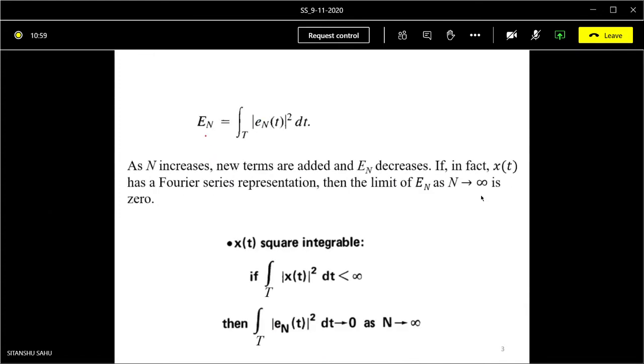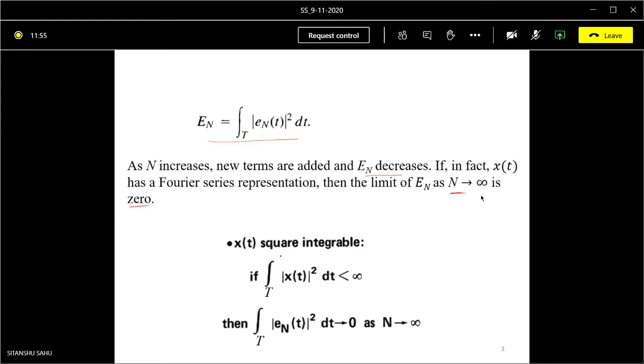Okay. So that means the error can be written as the integral of the error squared, e(t) square dt. This error will be decreasing when N is increasing. N is nothing but the number of sinusoidal components that you are using to approximate the signal, right? So as N increases, new sinusoidal components are getting added and this error decreases. In fact, if x(t) has a Fourier series representation, then the limit of e_N as N tends to infinity is 0. So as many sinusoidal components as we accumulate, the error between the original signal and the approximation will go to 0, right?